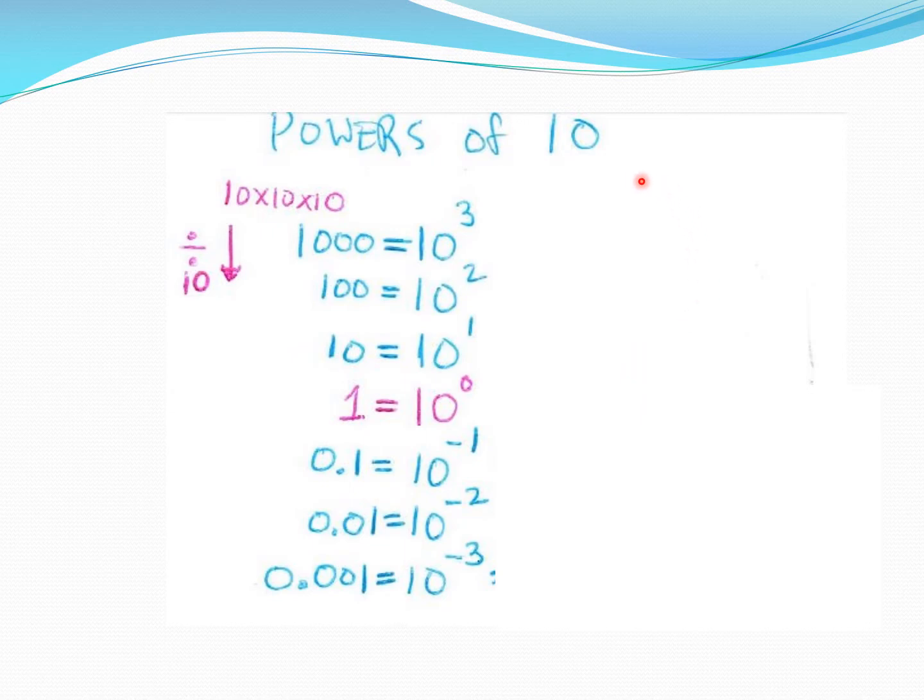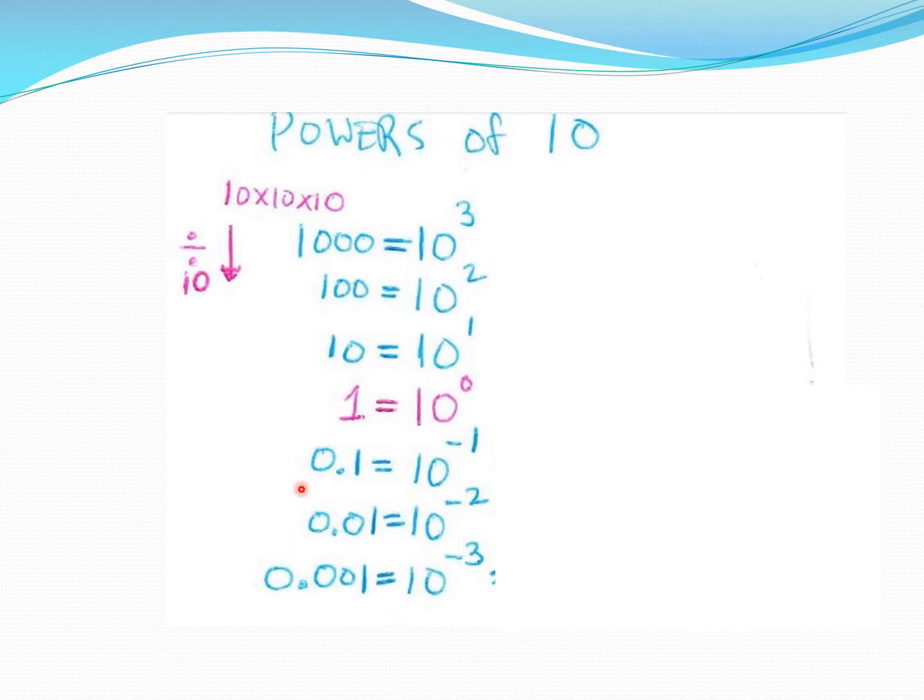So we're interested in looking mainly at powers of 10. A little review: 10 by 10 by 10 is 10 to the power of 3, and that's equal to 1,000. Now, if we keep dividing by 10, the following scheme evolves. 1,000 divided by 10 gives 100, which is 10 squared, 10 tens. Divide 100 by 10, we get 10 equals 10 to the power of 1. 10 divided by 10 is 1, and 1 is the same as 10 to the power of 0.